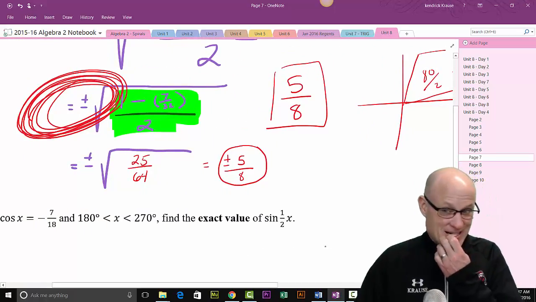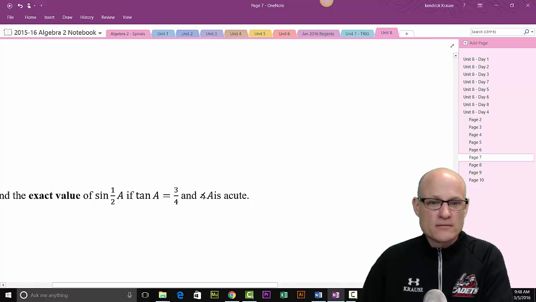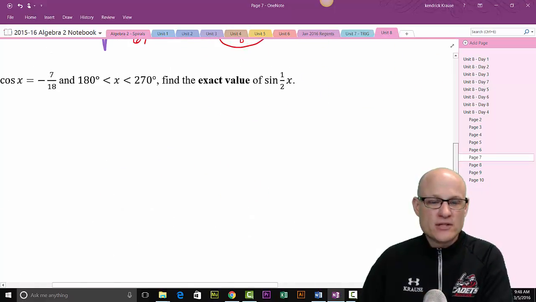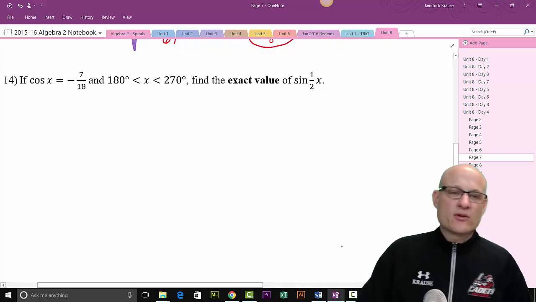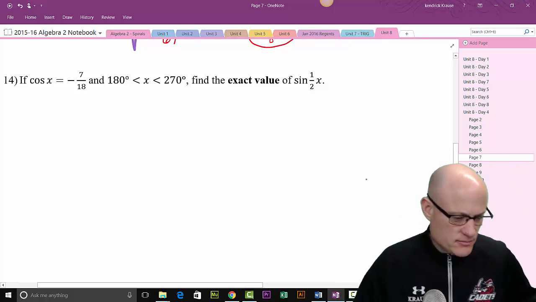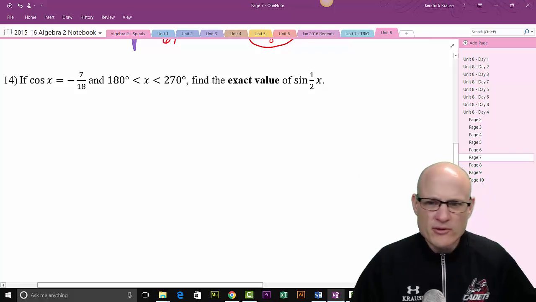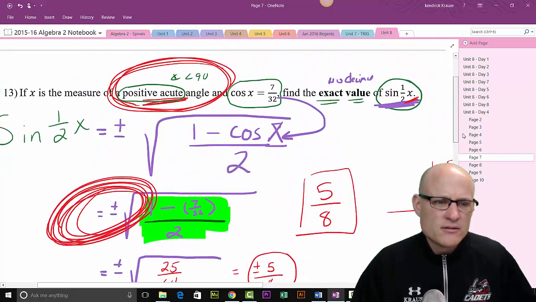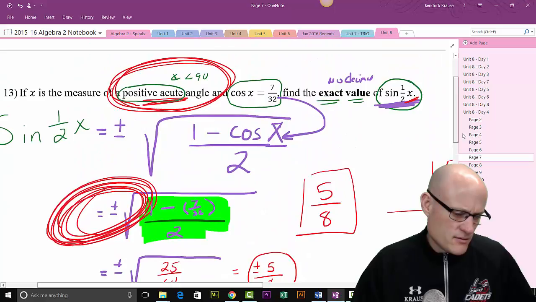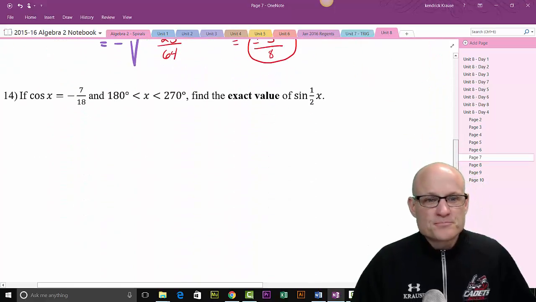What number was that? 10? Let's go down to 12. No, we're going to do 14. So I'll show you what I'm talking about. Wait, did I just do 13? Oh yeah, 12, 13. Okay, so now I'm going to do 14.